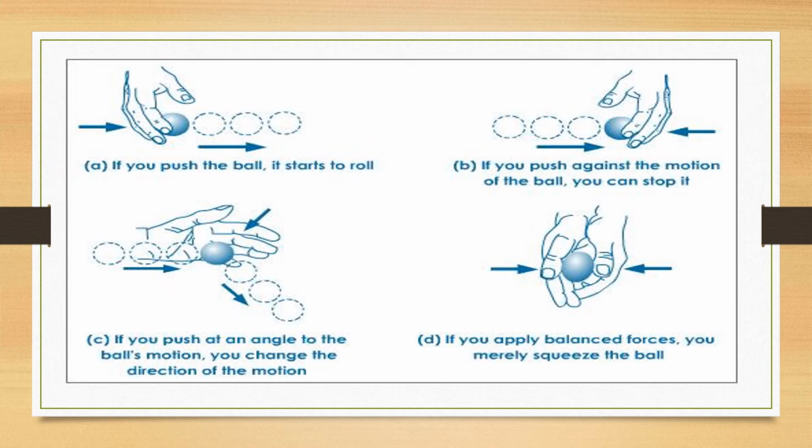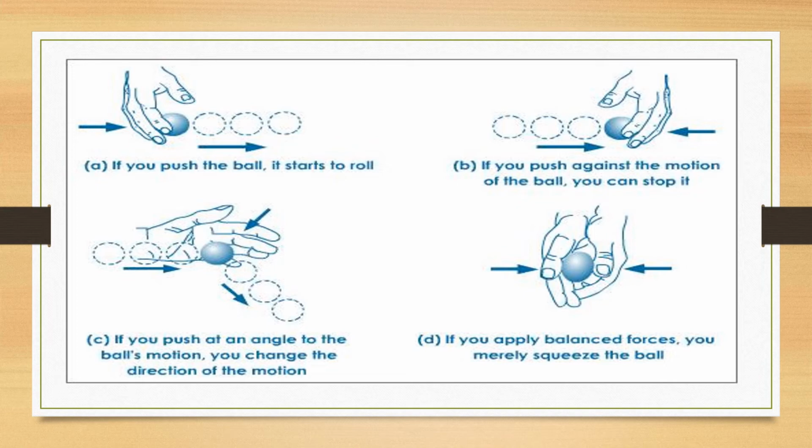If you keep a ball on the floor, it is at rest, but when you apply a push, that is a force, on the ball, it starts rolling. That is the example where an object at rest starts moving. But suppose you apply the push again on that moving ball, opposite to the direction of motion, the ball stops moving. That is the example of an object in motion coming to rest when we apply the opposite force.